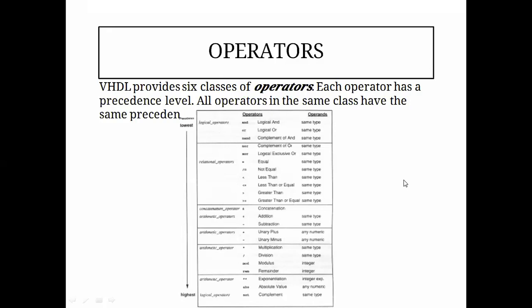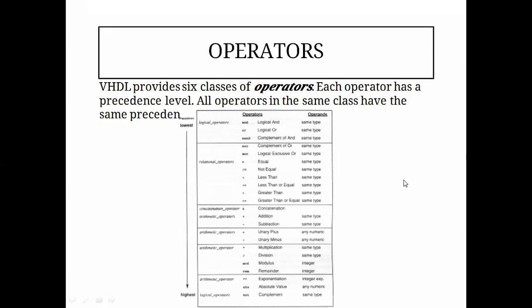Then each class of operator will have different operations, right? For example, in the logical class: AND, OR, NAND, NOR, XOR, NOT. These operations come under the class of logical operators. What will be in relational operators? Greater than, equal to, greater than or equal to, not equal to, less than. So these operations come under the category of relational operators.